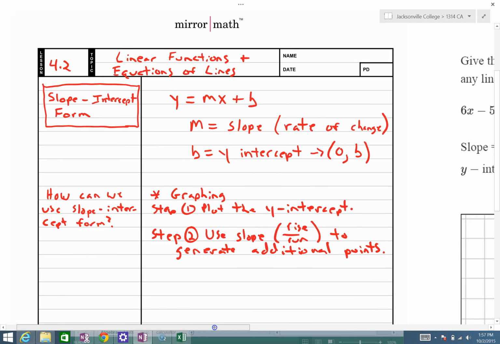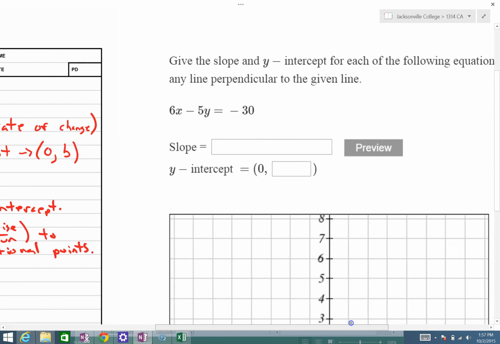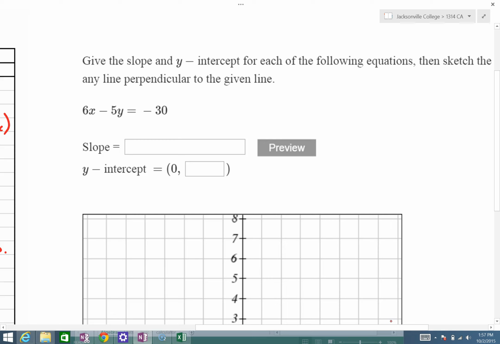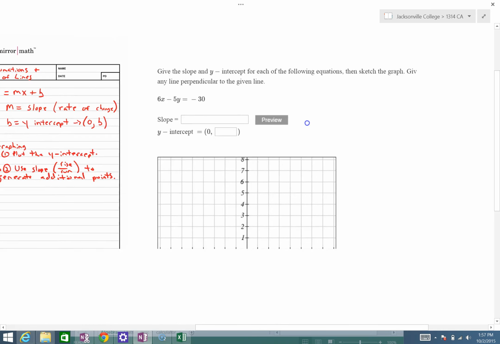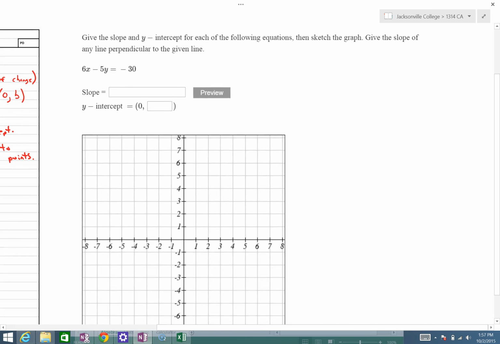Well, this question is from our homework. I'm just coming over to scratch paper over here on the right side. It says, give the slope and y-intercept for each of the following equations, then sketch the graph. Give the slope of any line perpendicular to the given line. Well, they give us the equation 6x minus 5y is equal to negative 30.